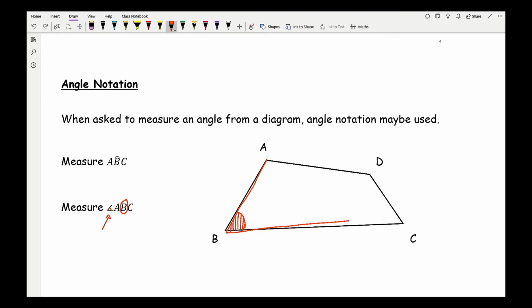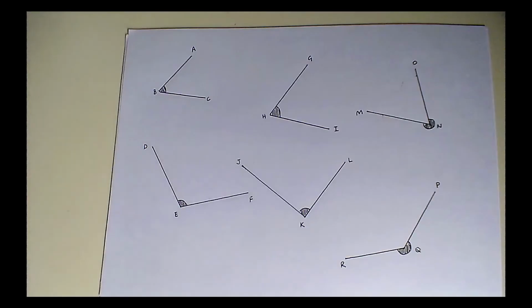So it's always important, from a diagram's perspective, to know from its notation which angle it is you're actually looking for. And again, although there may be two angles that you can see at that particular point, either acute and reflex, or obtuse and reflex, more often than not it's going to be the angle inside the shape that they are looking for. So let's have a look at actually measuring some angles.